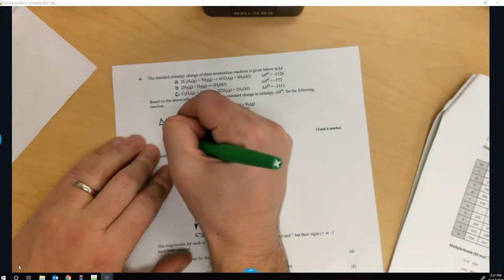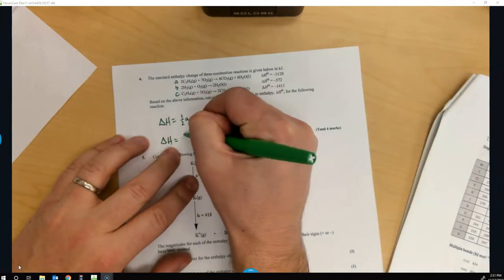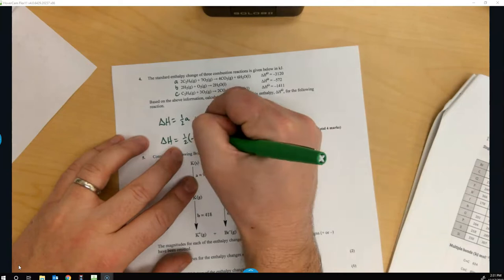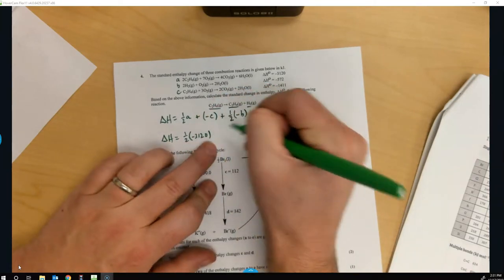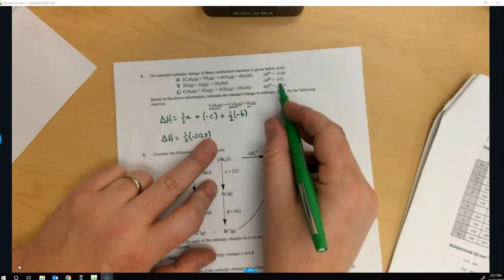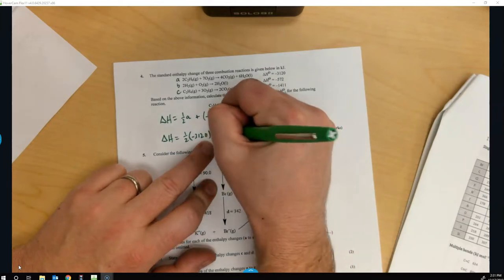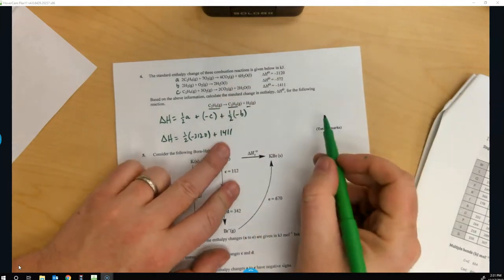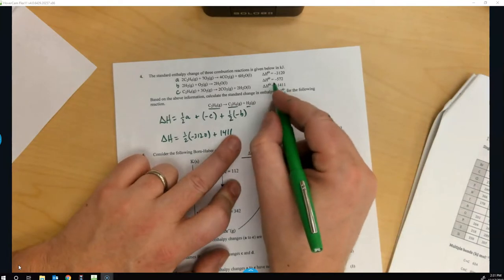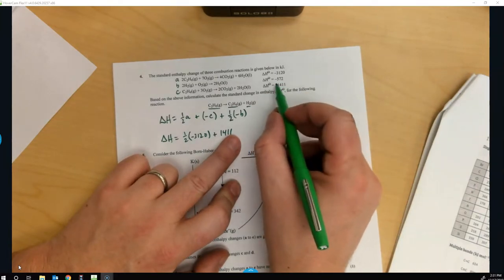Now that I've got my little equation, I can just plug in the numbers. So I'm going to take 1/2 and multiply it by A, which is negative 3120. To that, I'm going to add the negative value of C. Well, C is negative 1411, so it's just going to be plus 1411. And then finally, I'm going to cut in half and negate the value of B.